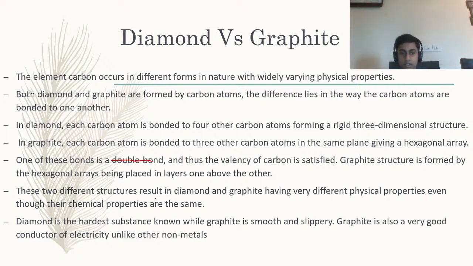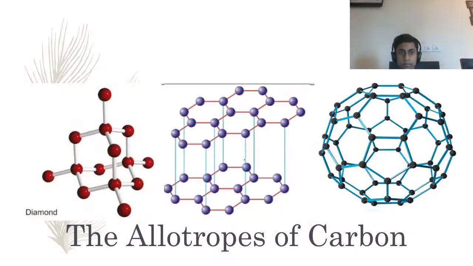These two different structures result in diamond and graphite having very different physical properties, even though their chemical properties are the same. Diamond is the hardest substance known, while graphite is smooth and slippery. Graphite is also a very good conductor of electricity, unlike other nonmetals. But what is the reason for that? We'll see it in how we represent diamond and graphite.